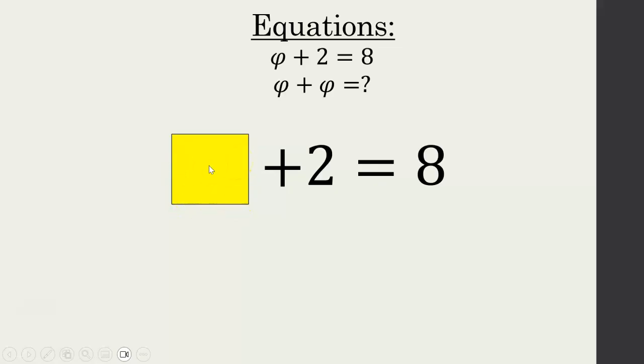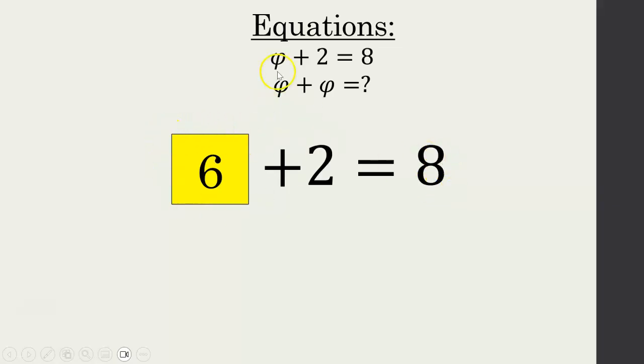Algebra is kind of like a trial and error thing where I can plug in numbers for that box. So let's say I put 1 into this box. 1 plus 2 is equal to 8. Does that make sense? So what's 1 plus 2? That's 3. Is 3 equal to 8? No. Okay, so that's not going to work. What if I tried 5? 5 plus 2 is 7. Is 7 equal to 8? No. So if I tried 6, 6 plus 2 is equal to 8. So 6 is right. If I plug 6 into this box, then I get the right answer at the end.